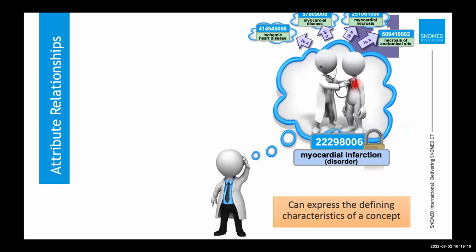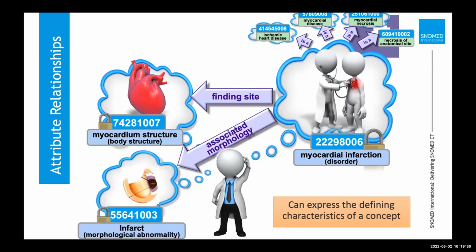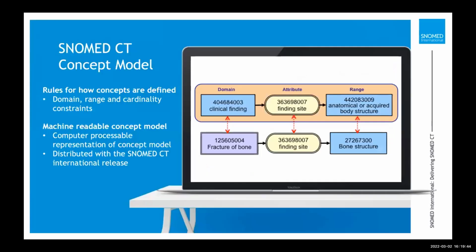In addition to the ISA relationships which form the hierarchy of SNOMED, we also have relationships that specify different defining characteristics of the concepts. For example, a myocardial infarction has a finding site of myocardium structure and an associated morphology of infarct. These are called attribute relationships because they use different attributes. SNOMED CT has hundreds of thousands of these defining relationships, which connect concepts together.